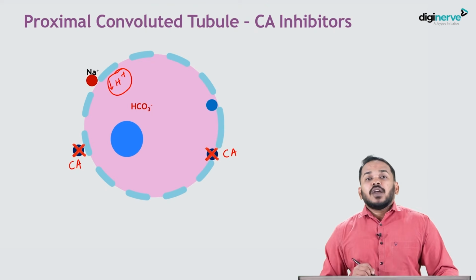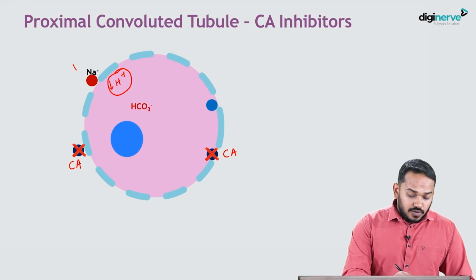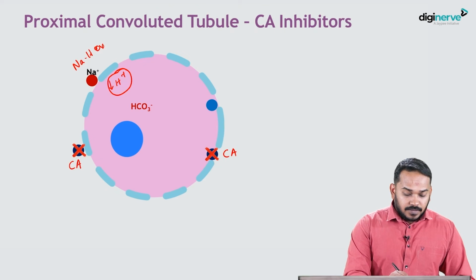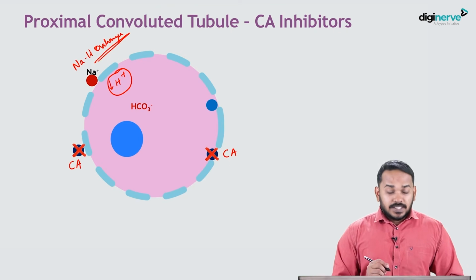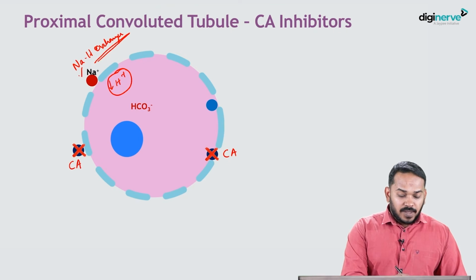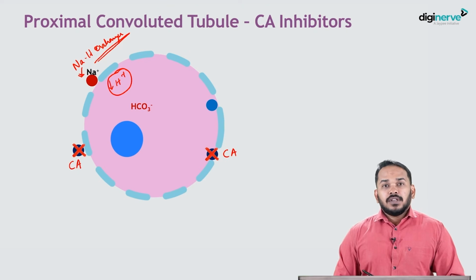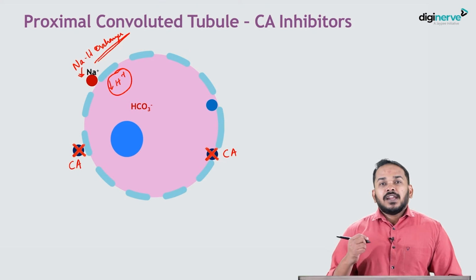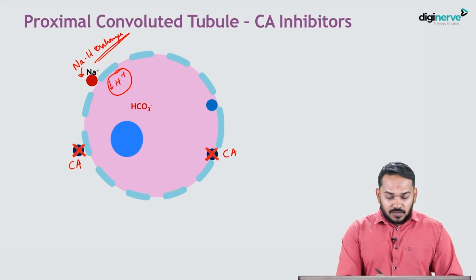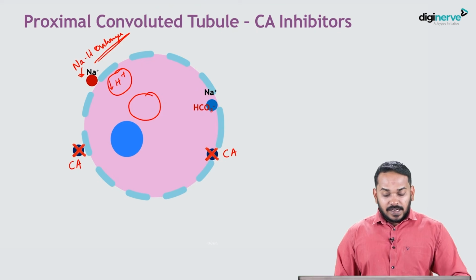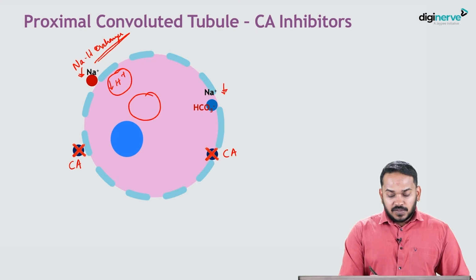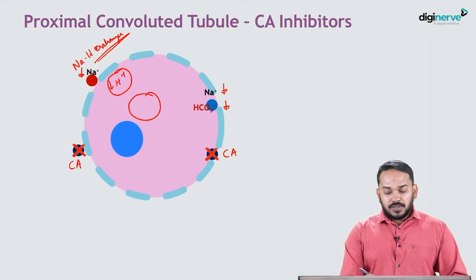And these H plus ions are essential for the sodium hydrogen exchanger. So since this H plus ion is reduced, the amount of sodium reabsorbed is reduced. And since carbonic anhydrase enzyme is not working, there is no formation of HCO3 minus ions. So that will result in reduced reabsorption of sodium and bicarbonate ions.